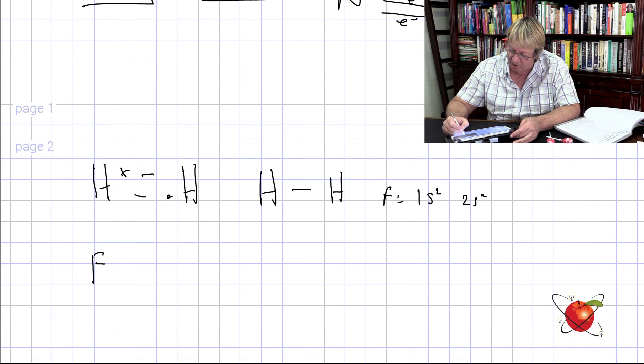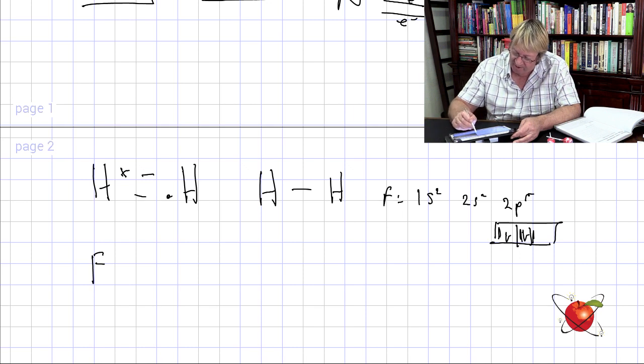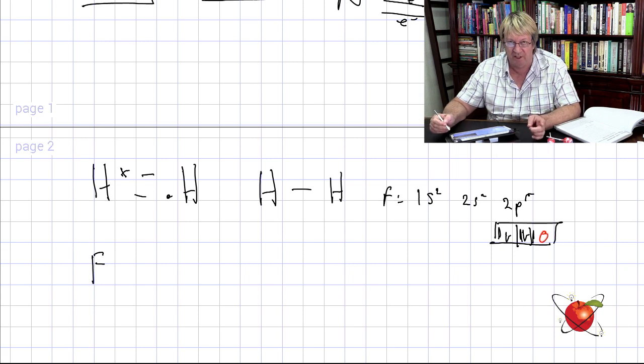2s2. And 2p, I've got to have 5. So can you see, if I drew this out, I've got 1, 2, 3, 4, 5. There is my open parking area, right, over here, to put another electron in, isn't it? That's what we've got over there. And you can get it from just counting the electrons and knowing how to put them into the diagram, or into the little parking spaces.